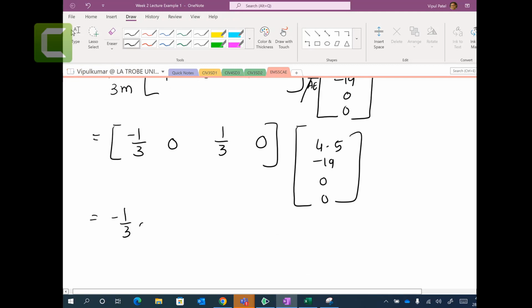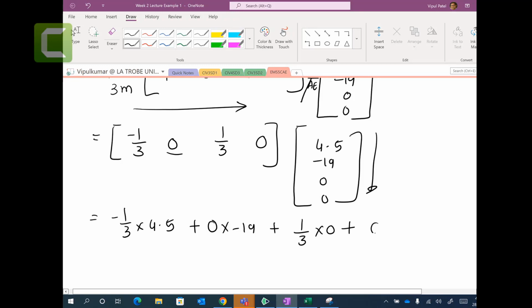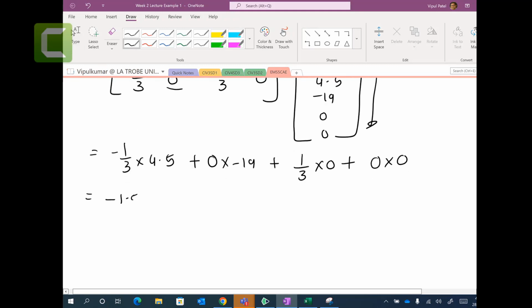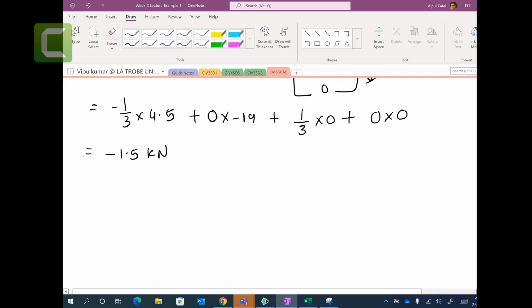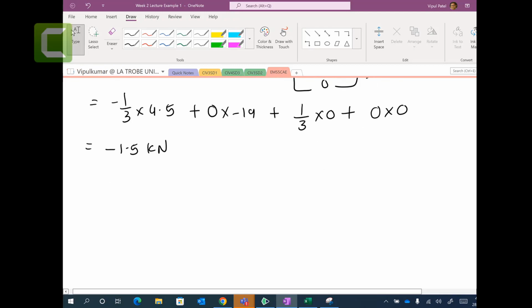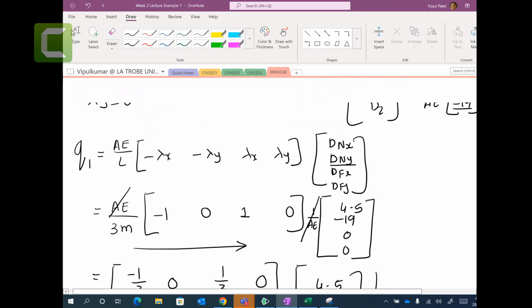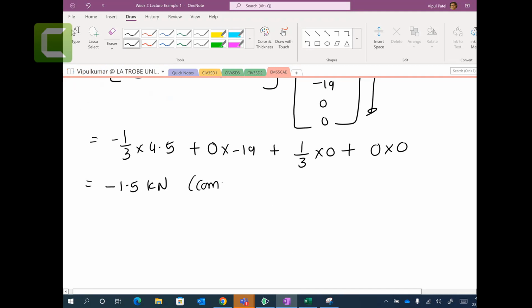So minus 1 over 3, we can just do horizontal times vertical, times 4.5, plus 0 times minus 19, plus 1 over 3 times 0, plus 0 times 0. So 4.5 divided by 3, minus 1.5 kilonewtons. The minus sign indicates that it is in compression. And similarly, we can do Q2. So this one is in compression.